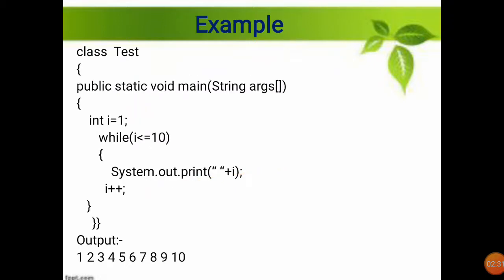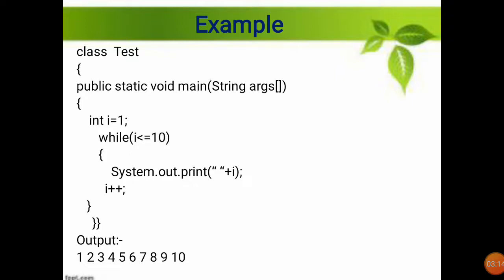Now take an example: class test. Within the class, the main function, public static void main. Now we have initialized a variable i equal to 1. Then within the while loop I have written a test expression, i less than or equal to 10, which means this loop continuously runs as long as the value of i is less than or equal to 10. Within this loop I print the value of i, and at last we update the value of i equal to i plus 1.